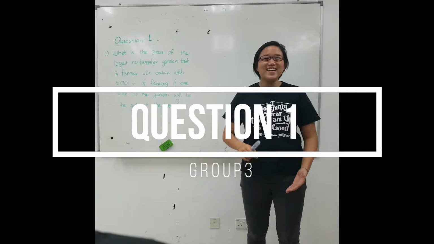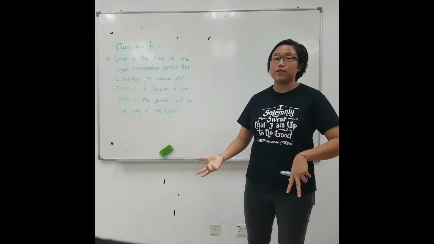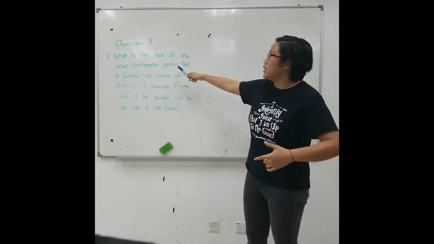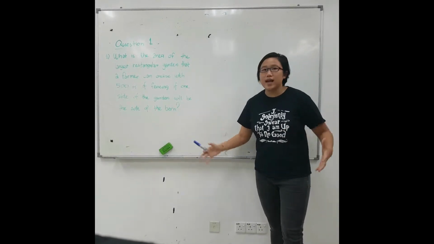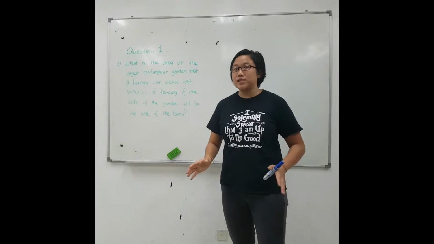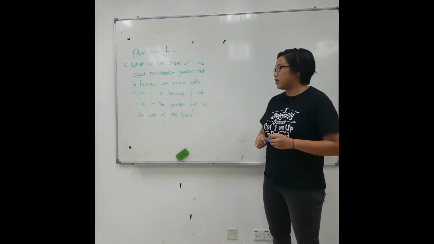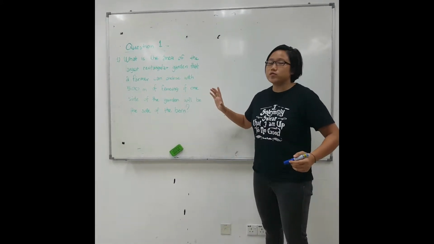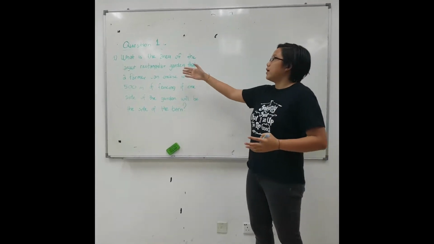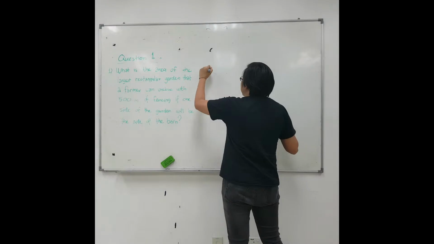Okay, today we will solve two questions regarding applications of derivative. So we'll start with question number one. What is the area of the largest rectangular garden that a farmer can enclose with 500 meters of fencing if one side of the garden will be the side of the barn? So the question sounds very confusing, but actually it's not really. So we start with what information we can get from it. So the first is the area of a rectangular garden. So we know that it's going to be rectangular.